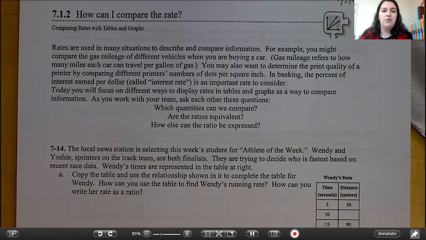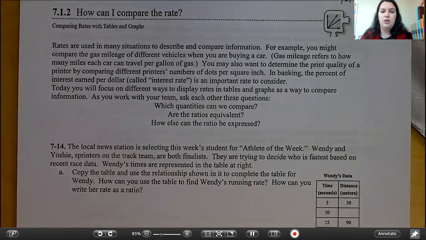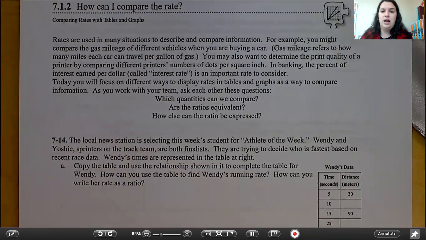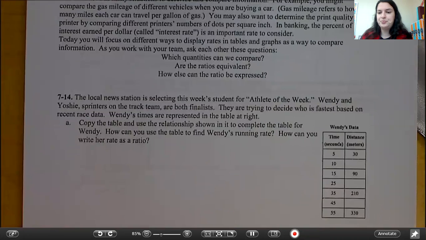Today you will focus on different ways to explain rates, and display rates in tables and graphs as a way to compare information. As you work with your team, ask each other these questions. Which quantities can we compare? Are the ratios equivalent? How else can the ratio be expressed?